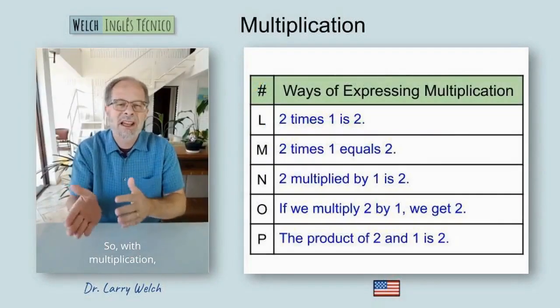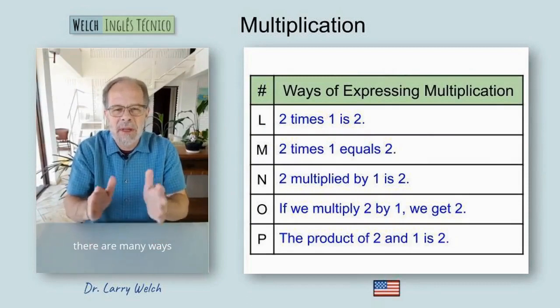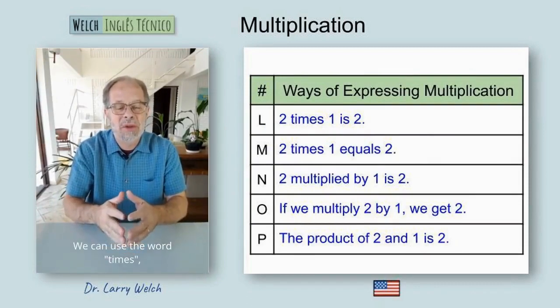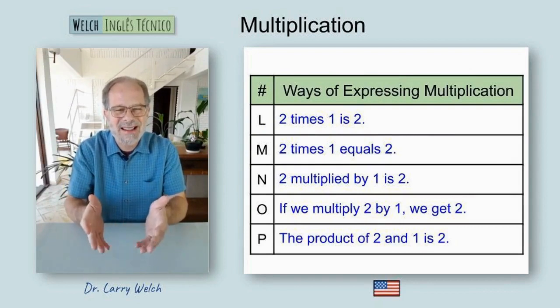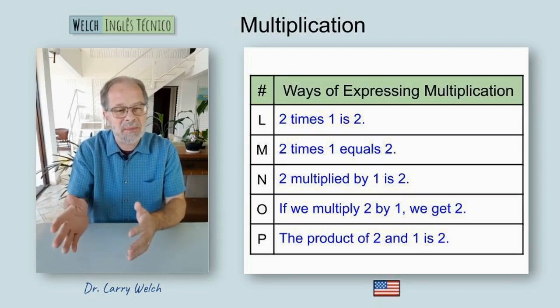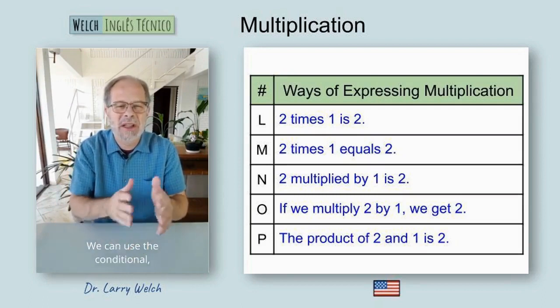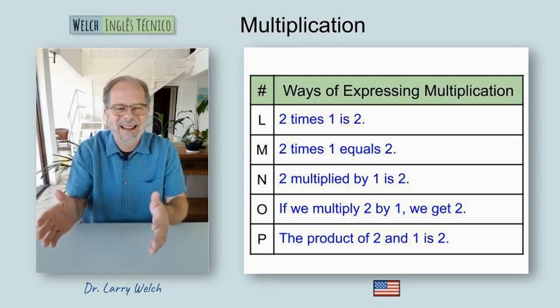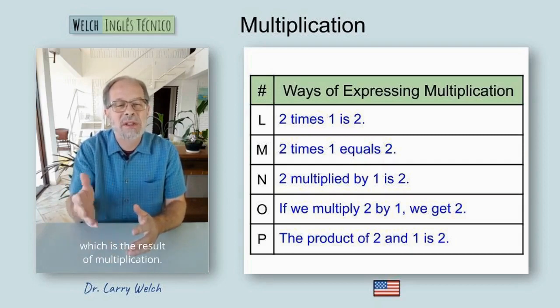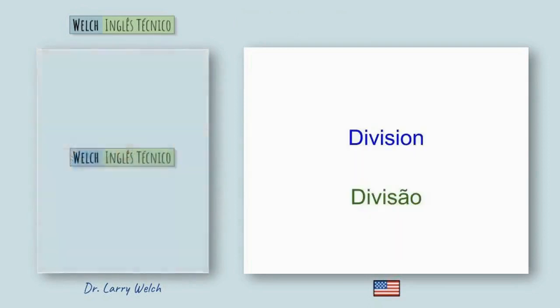So with multiplication as well, there are many ways of expressing the operation. We can use the word times. We can say multiplied by. We can use the conditional if we multiply. And then finally, we can use the product, which is the result of multiplication.